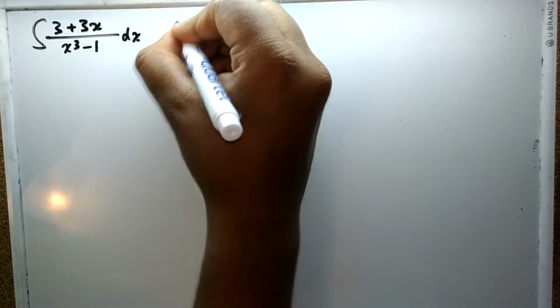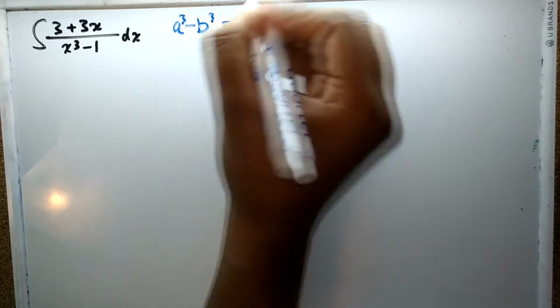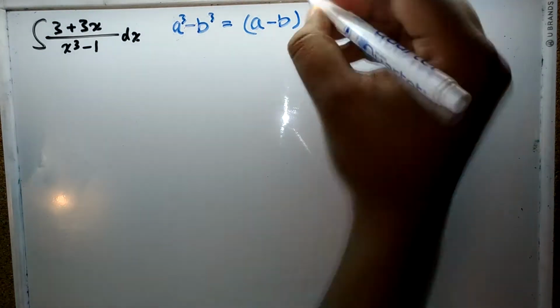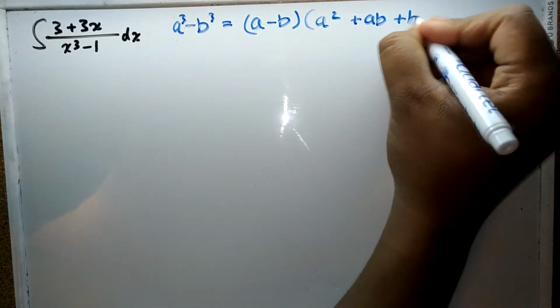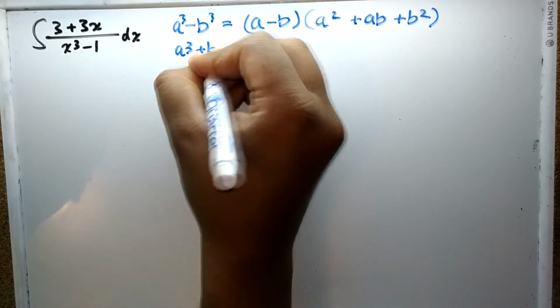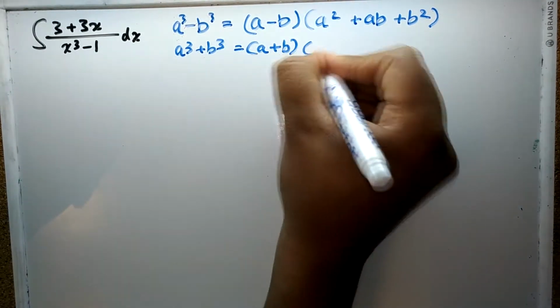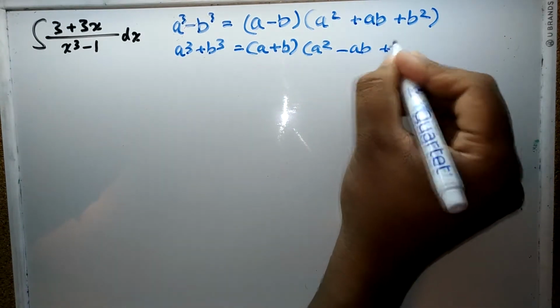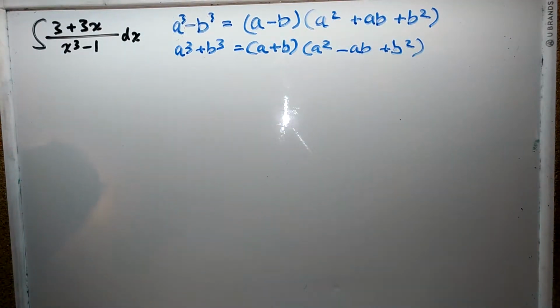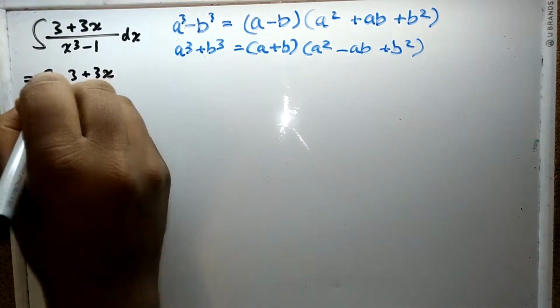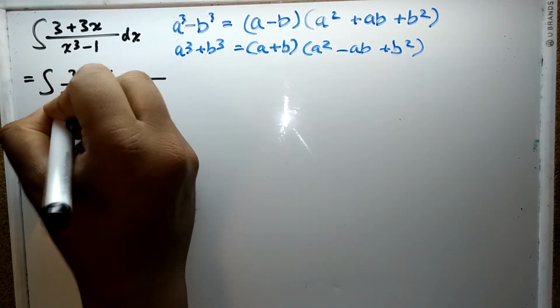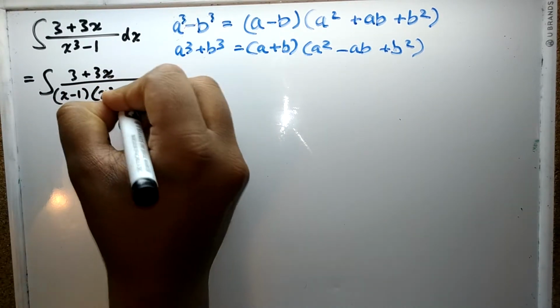So for this one, you're going to need a handy formula called the difference of cubes formula. So when you have some expression a cubed minus b cubed, it's just going to equal a minus b times a squared plus ab plus b squared. And if you're wondering, the sum of cubes is the same thing, except the minus in a minus b is replaced with a plus, and the plus in the ab is replaced with a minus.